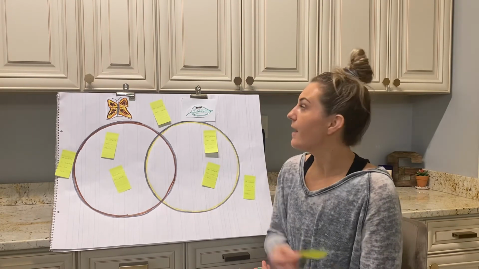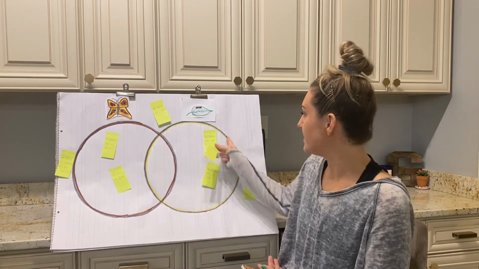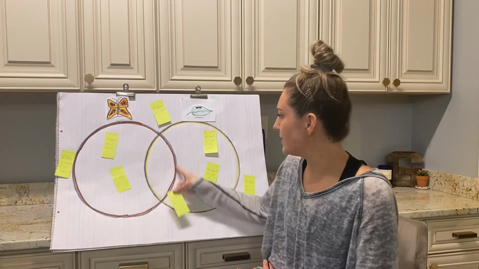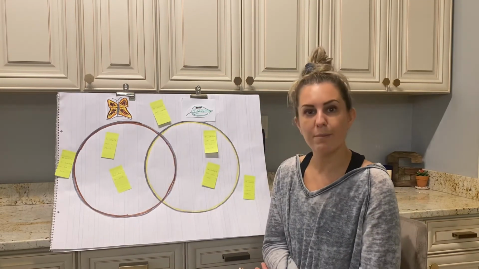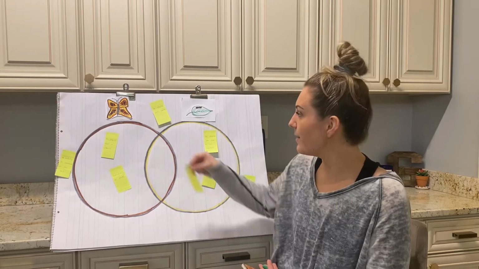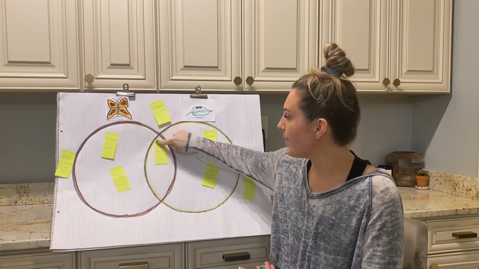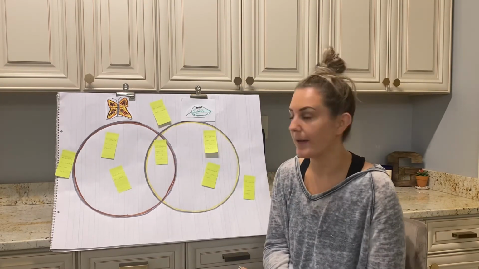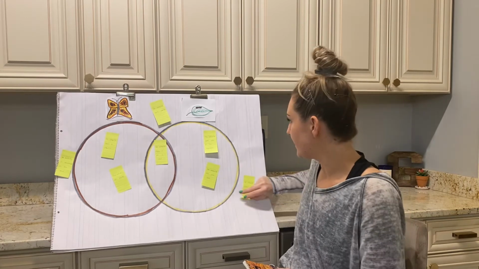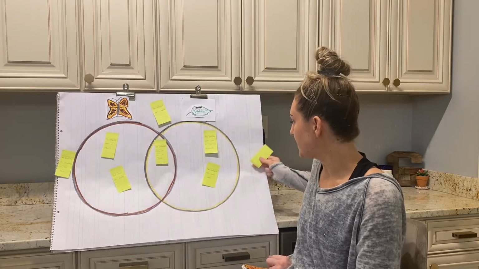Well, I want it to go inside of this circle, but I also want it to go inside of this circle because it's true about both stories. So that means I can put it in the overlapping part of my Venn diagram. Awesome, let's see. We've got a couple more left to put in the right spot.